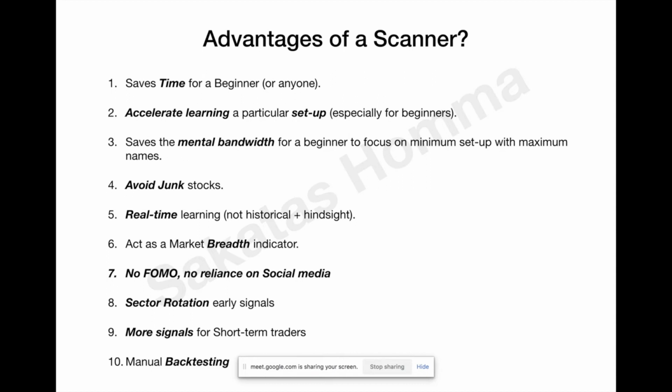So what do you do? You make a scanner for high tight flag. It'll give you 20 names, and you look only at those 20 names every day for the next 2-3 months, or whatever. Make your own buy and sell signal. See what works for you. So that's basically a sort of manual backtesting. It will accelerate your learning 100 times.